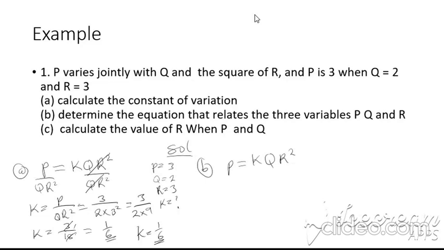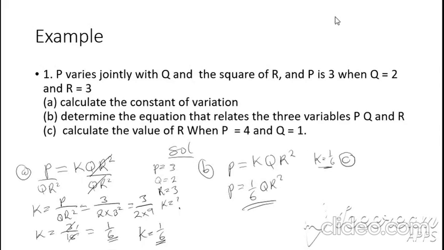Now don't forget that we know the value of k, which is 1 over 6. So we're going to substitute this where there is k. Where there is k, we're going to substitute 1 over 6. So p is equal to 1 over 6 q r squared. Then you are done. Then you have determined the equation relating these three variables p, q, and r.